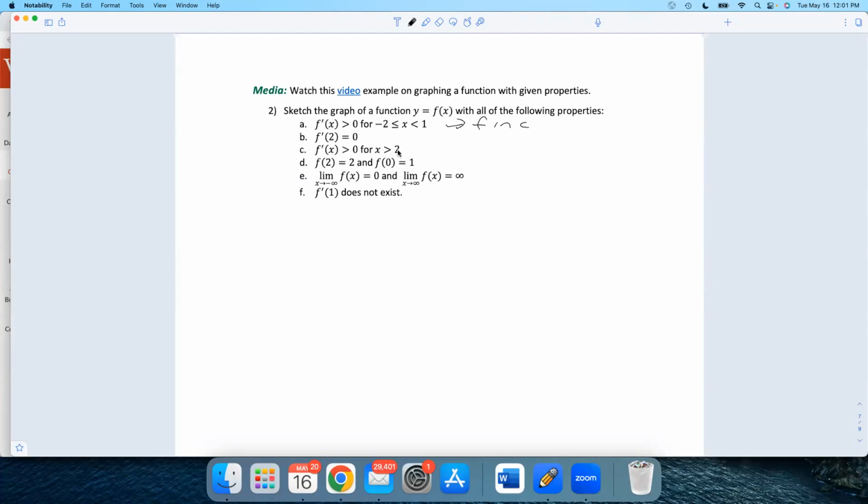The graph's going to be going up, level out for just a second. This means we have a local or global max or min. This means we level off for just an instant, and then we're increasing again. So our graph's going to be going up, level off, and then go up. And then we got a couple of points we can nail down. We can go ahead and put that on there. In fact, that might be the best place to start.